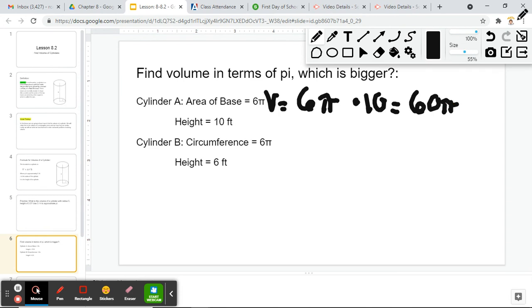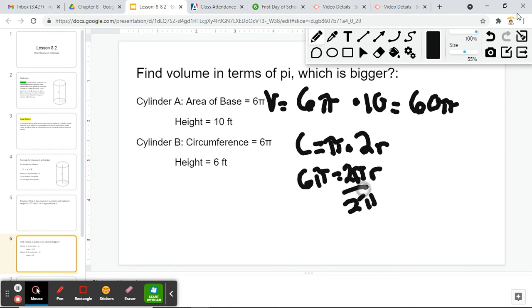Okay, so we ran into our first problem here. We don't know our radius. Remember, the formula for circumference is equal to pi times the diameter, or 2 times the radius. So here our circumference is 6 pi, is equal to 2 pi r. I'm going to divide both sides of my equation by 2 pi. The reason I'm dividing by 2 pi is because these pi's will cancel out. So pi divided by pi is obviously 1, and then 6 divided by 2 is 3. So we find out here that our radius is equal to 3.